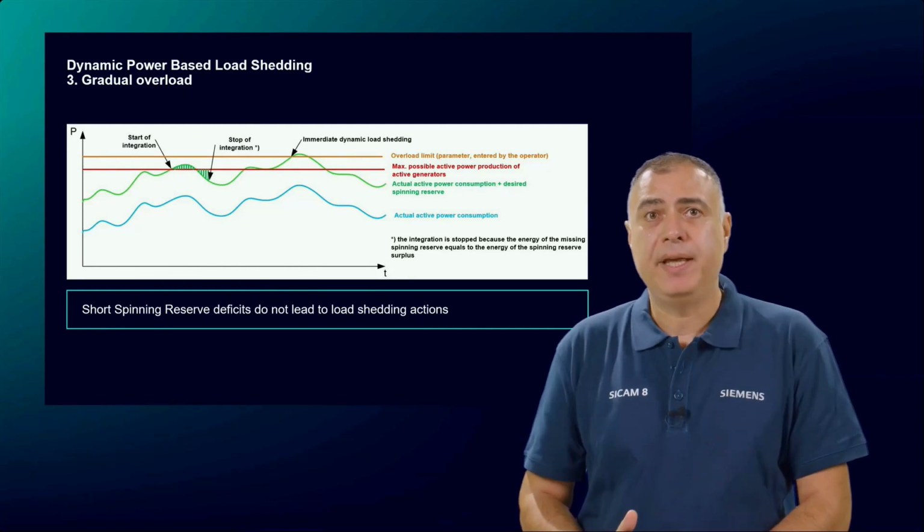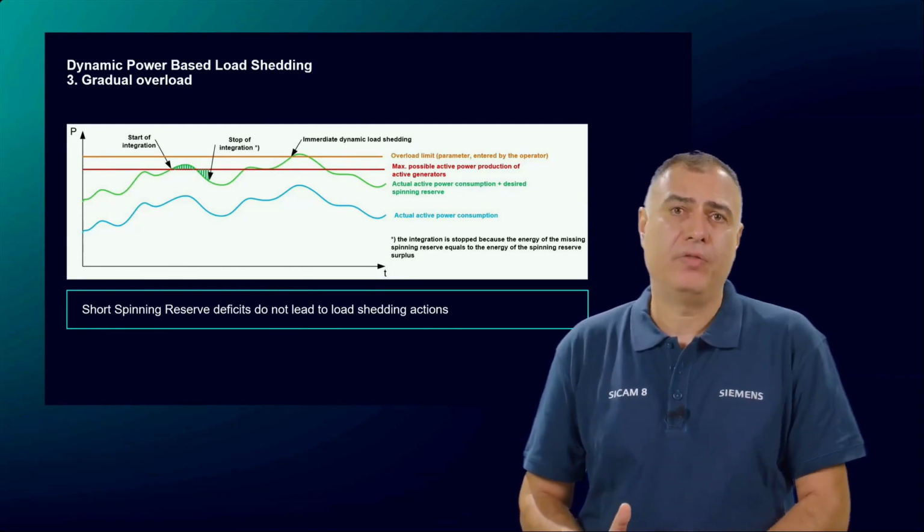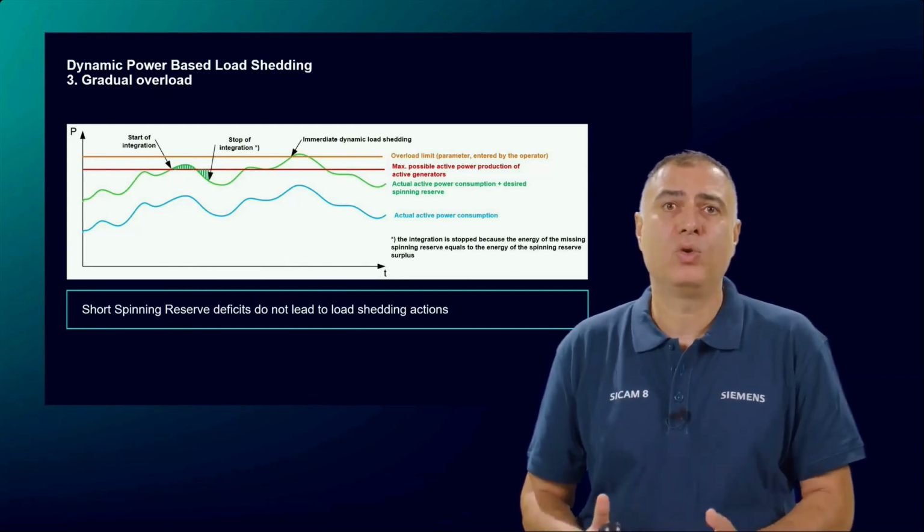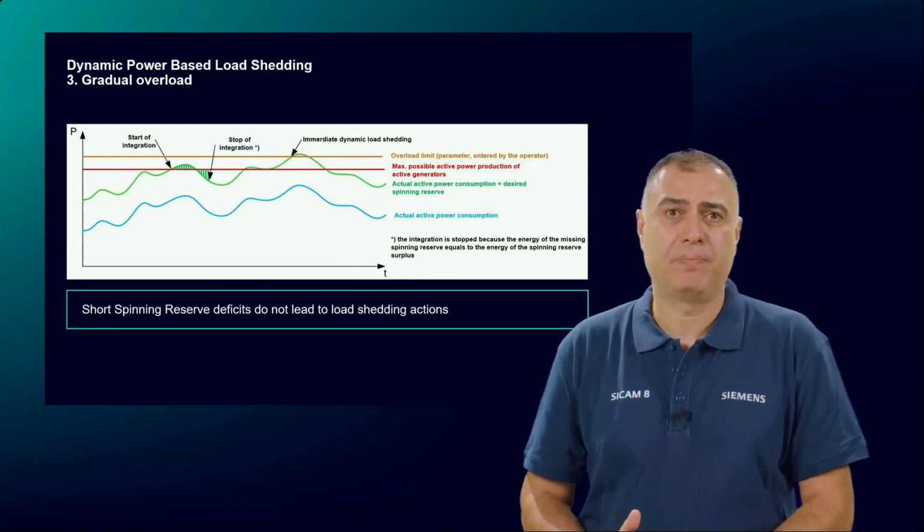An absolute immediate trigger threshold. The advantage of this function is that short deficits in the desired spinning reserve do not cause load shedding actions.